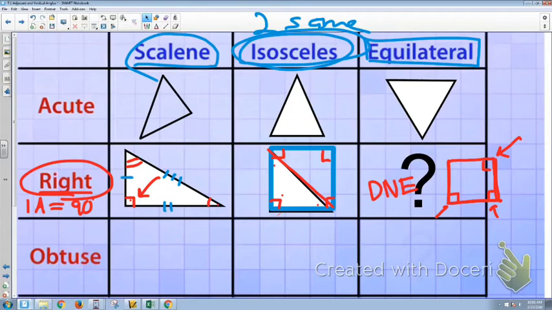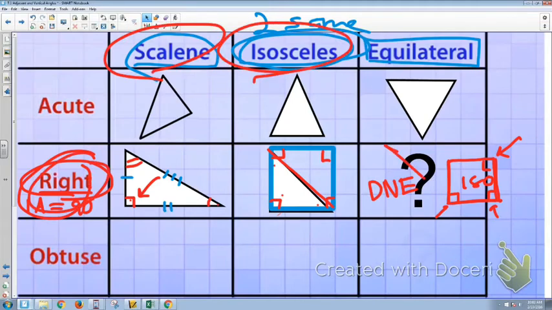A right equilateral triangle is essentially a square, which is not a triangle, and its sum is definitely more than 180 degrees, the sum of the interior angles of a triangle. So there are all of your right triangle classifications. There are only two of them. You only have a right scalene or a right isosceles, but no such thing as a right equilateral.